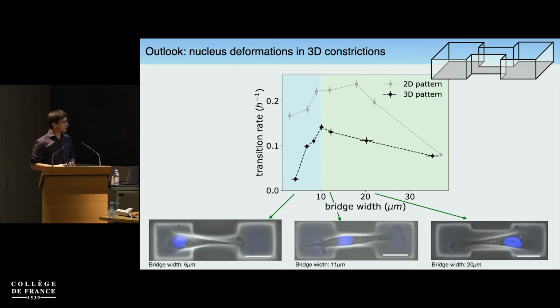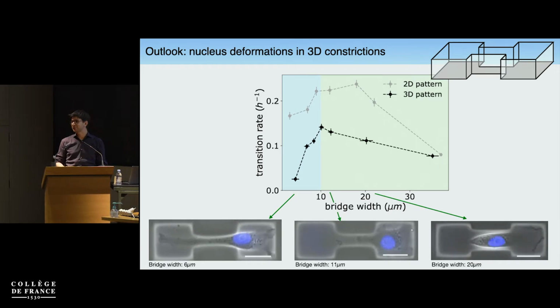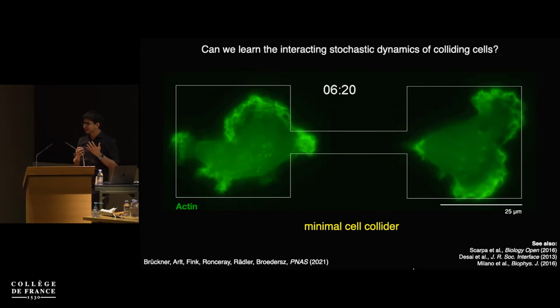Another thing that we're doing as we're further exploring this behavior is to take a closer look at the dynamics of the nucleus involved in this process. So now we're extending the micro patterns into 3D, where we can create a three-dimensional constriction that can be so narrow that it's actually hard for the nucleus to move through. And when doing that, we can then study how the nucleus is deforming as the cell is transitioning through this constriction.